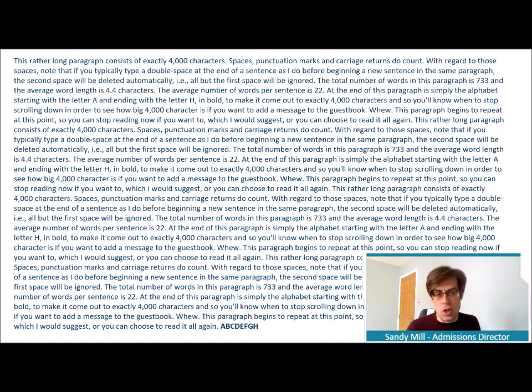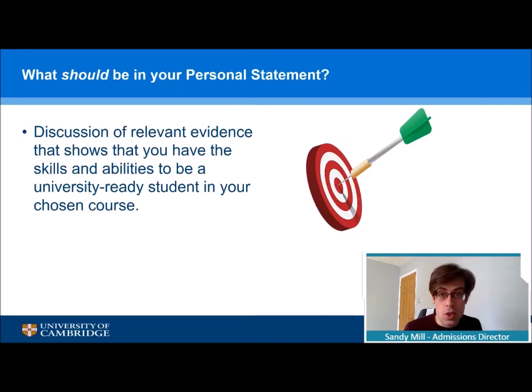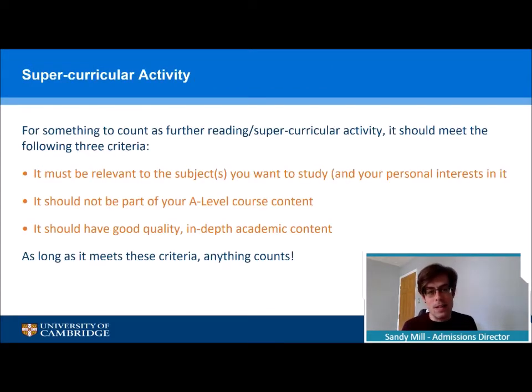Because the answer to the question of how we demonstrate and evidence that we have all these skills to make us a brilliant university student is your super curricular study. Your personal statements should be discussing relevant evidence that shows you've got the skills and abilities to be a university-ready student, and that evidence is the super curricular activity that you've undertaken, that geeking out about the subject that you love. It demonstrates that you've got these skills, it shows it.